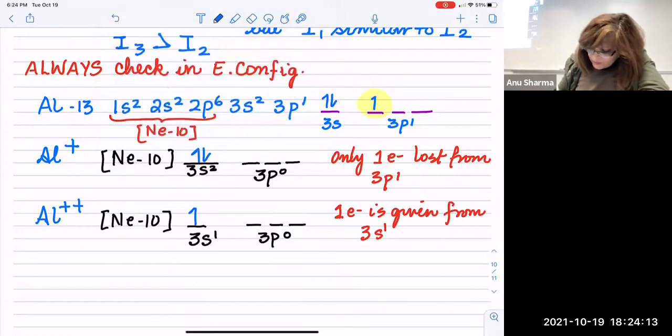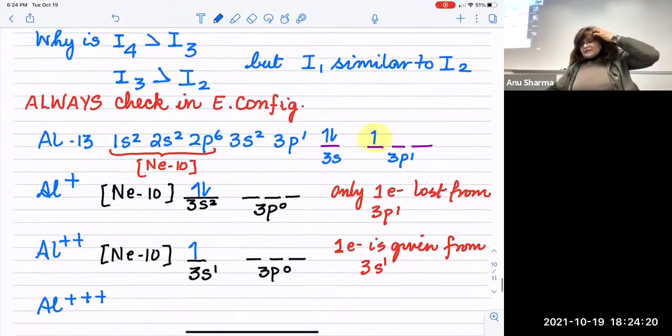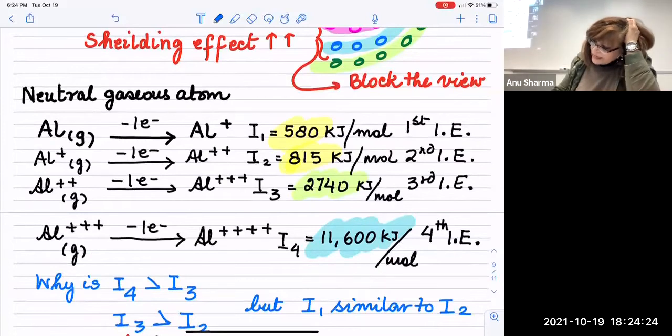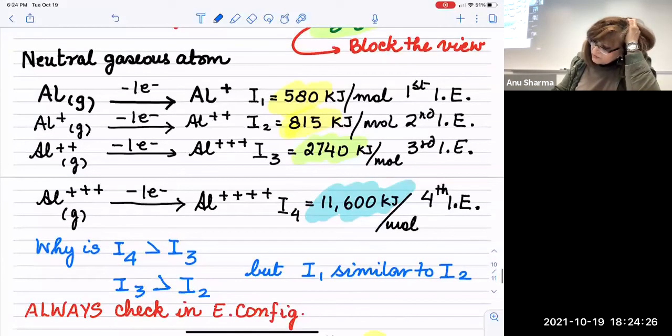Now comes aluminum plus 3. Why is this one last electron so difficult to remove? You see that? Why do you think that?